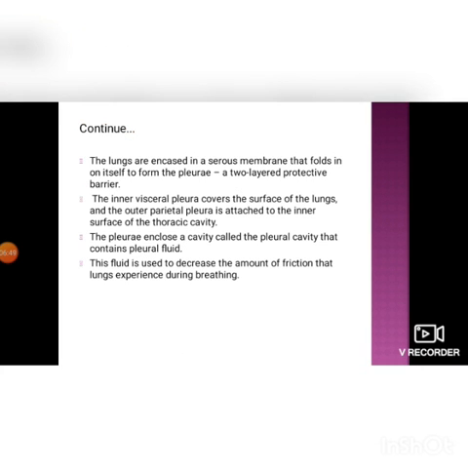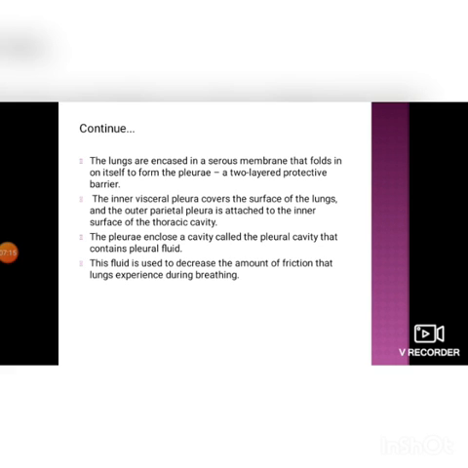The lungs are encased in a serous membrane that folds in on itself to form the pleura, a two-layered protective barrier. Encased means covered or enclosed.